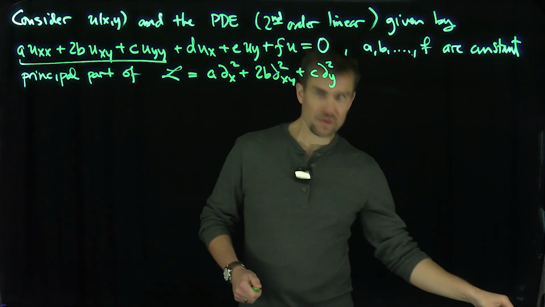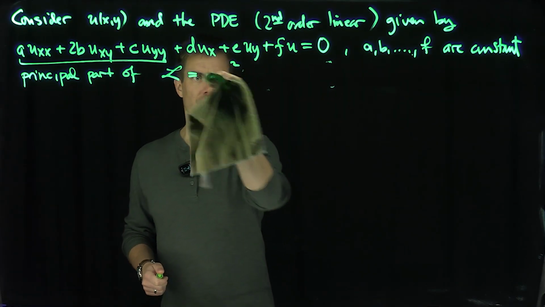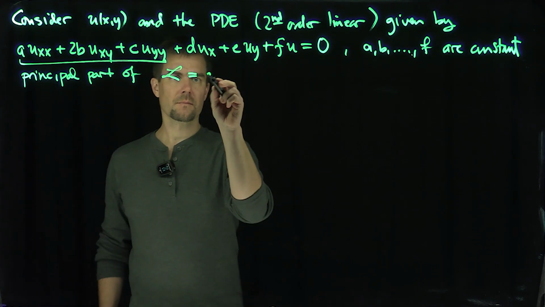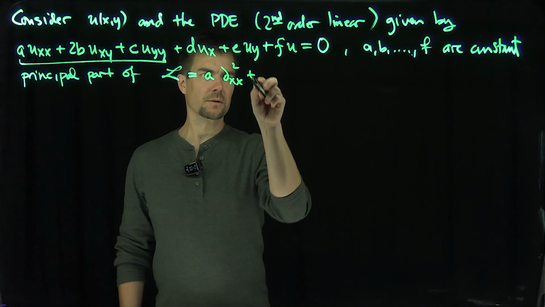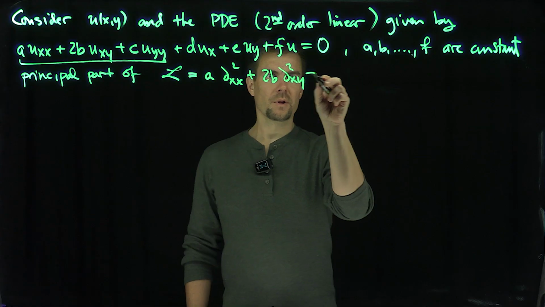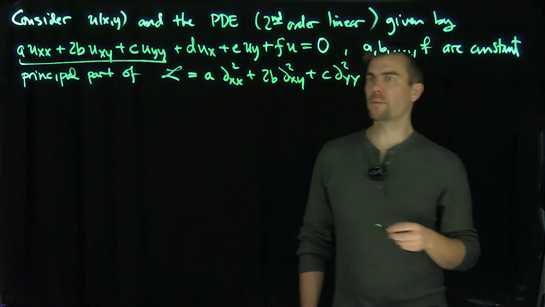Let me just do it like this. Let's change the notation a little bit to make our lives a little bit easier, right? Let's make our lives a little bit easier by changing the notation to make it not so sloppy, right? Let's do it like this. Let's do it as a d_xx squared plus 2b d squared xy plus c d squared yy. Okay, that's the principal part of the operator.